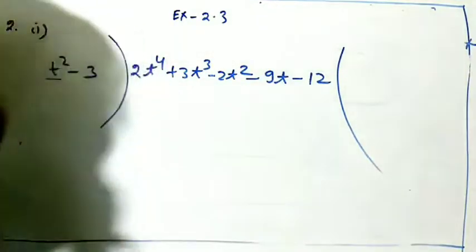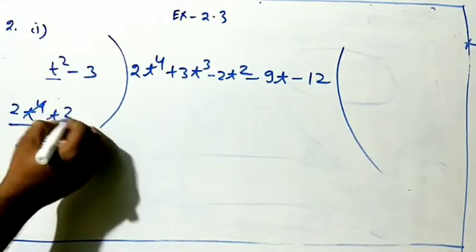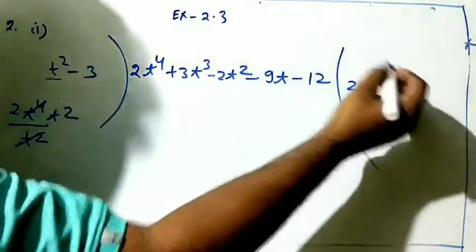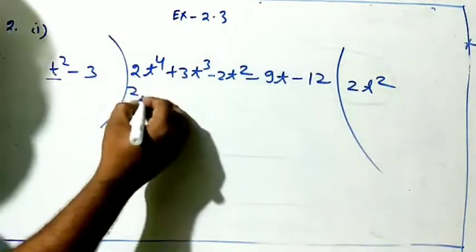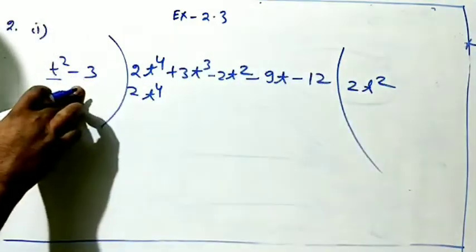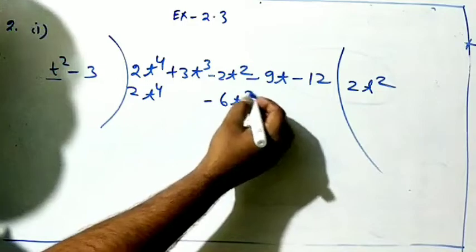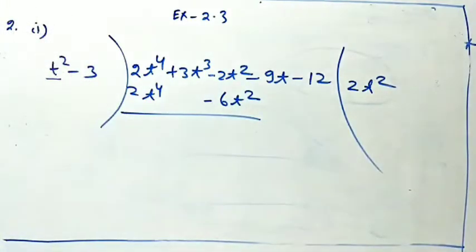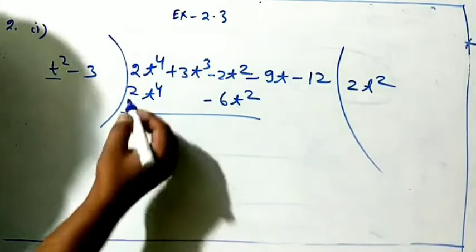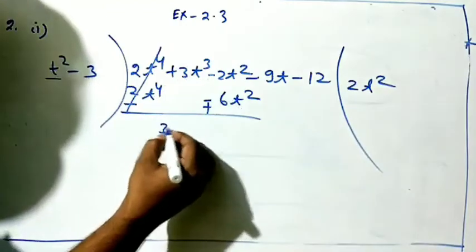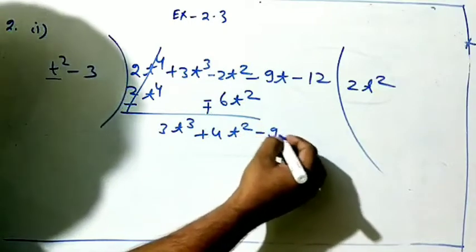2t to the power 4 upon t square will be 2t square. Multiply all the terms of the divisor by 2t square: it is 2t to the power 4 and minus 6t square. You know very well why I write it here, because of the like terms. So minus 6t square, the sign changes and it will be plus, cancelled, giving 3t cube plus 4t square minus 9t minus 12.